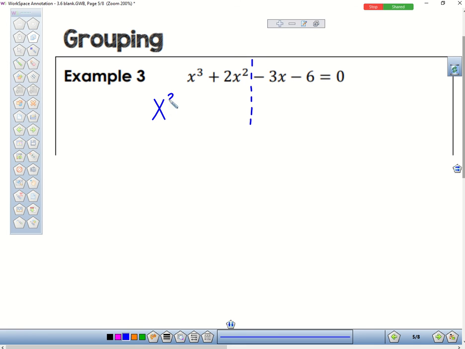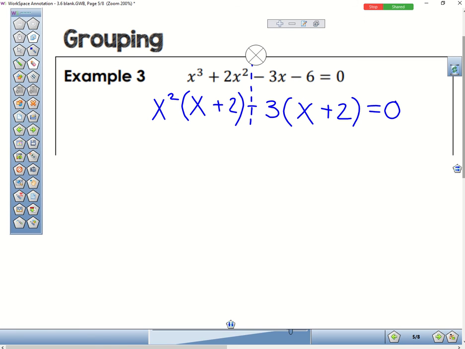X squared. And if I factor out an x squared, I'm left with x plus 2, right? And your goal is to factor out something on the other side that's also going to leave me with a binomial of x plus 2. So what can I factor out on the right side of my equation? Very good. You guys got the sign right too. -3. And the reason I want to factor out a -3 as opposed to a +3 is because I knew that was going to make the inside of my binomial positive, which matches the other.